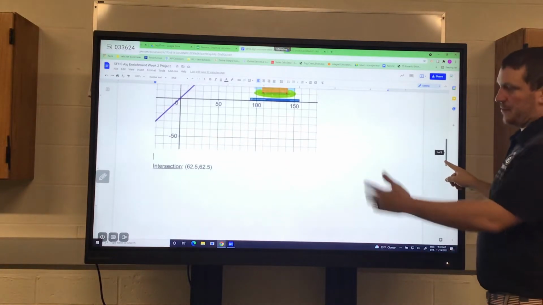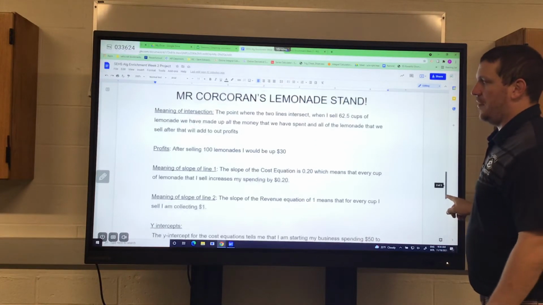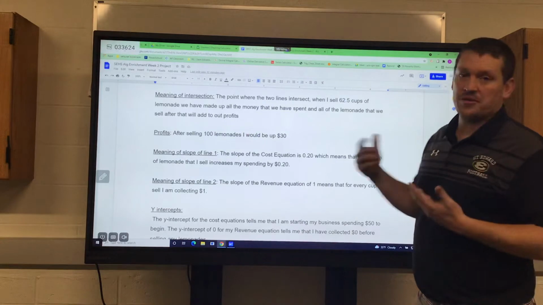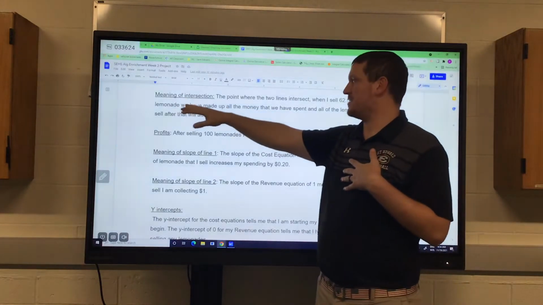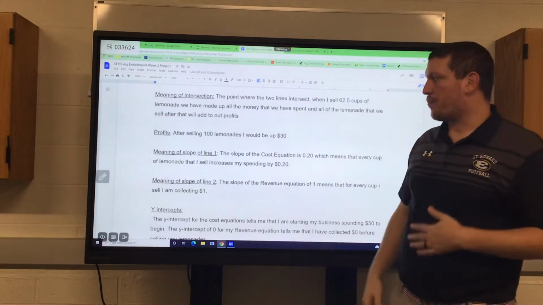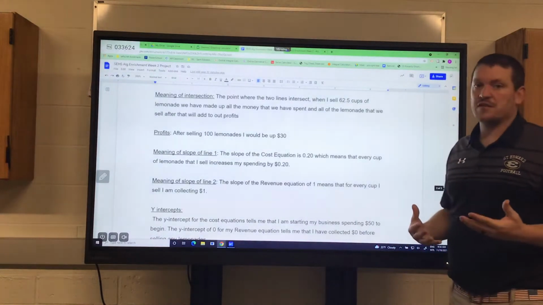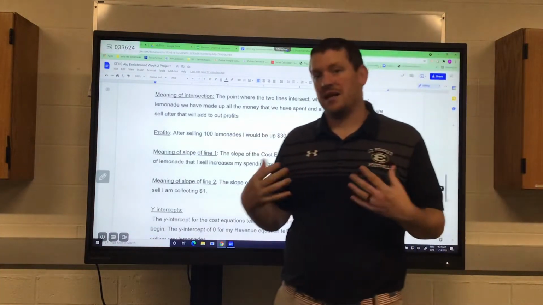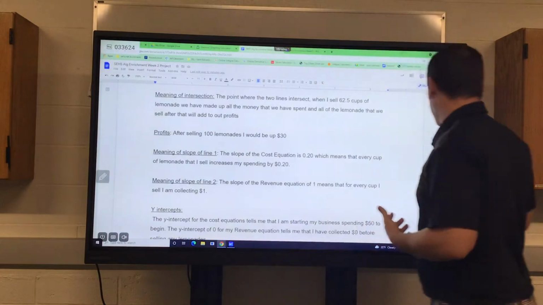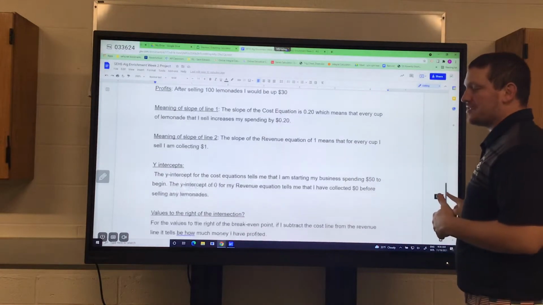I can find and label things like the intersection, and then ask and figure out a bunch of different things. You can find the meaning of the intersection, what does that mean? Different profits that you had, the meaning of the slope of the first line, meaning of the slope of the second line, looking at the y-intercepts, and just asking and answering a bunch of questions.